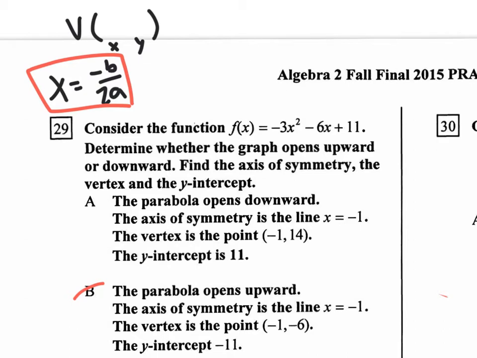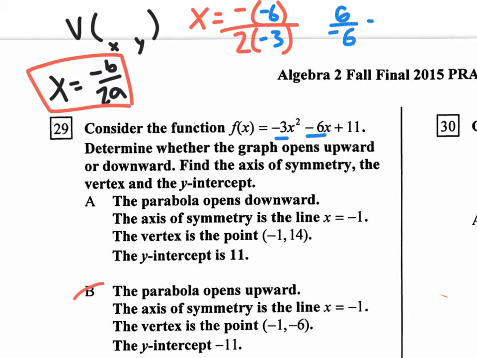The best way to do it is to plug it in with parentheses. X equals negative b over 2 times a. So the b value is negative 6, if you look at the b value right here. And the a value is negative 3, if you look at the a value right there. Let's work this out. You're going to have a positive 6 up on top divided by a negative 6 on the bottom, which means that the vertex x value is negative 1.